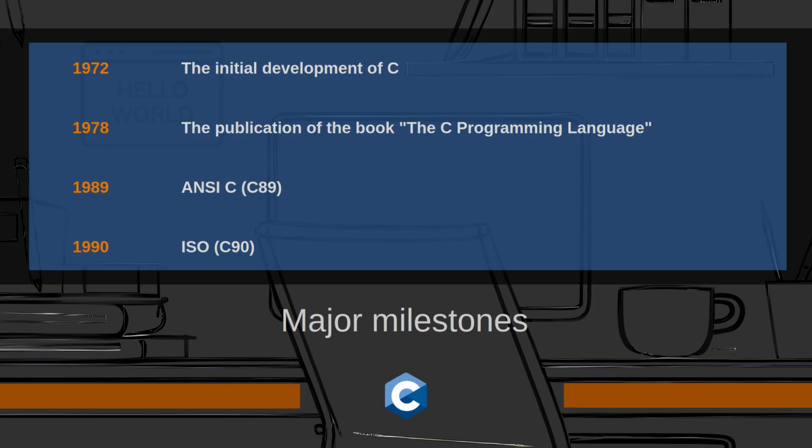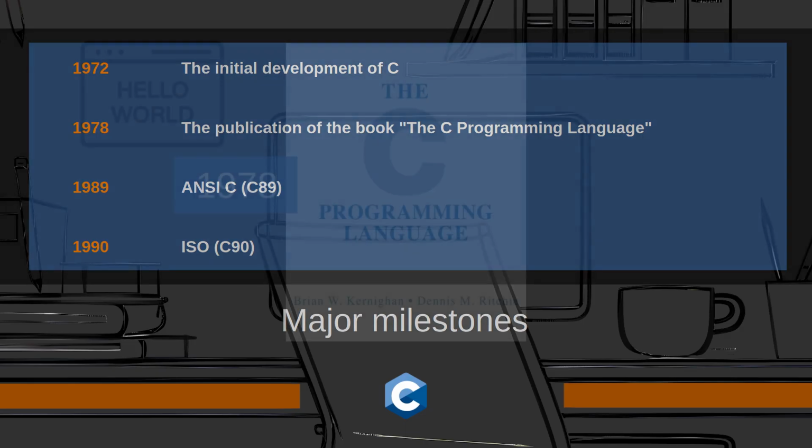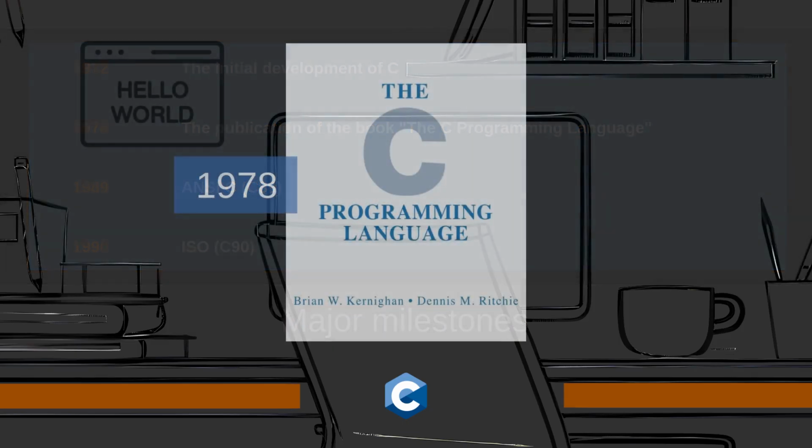1972, the initial development of C. 1978, the publication of the book The C Programming Language by Brian Kernighan and Dennis Ritchie, often referred to as K&R. This book became the standard for the language for over a decade.